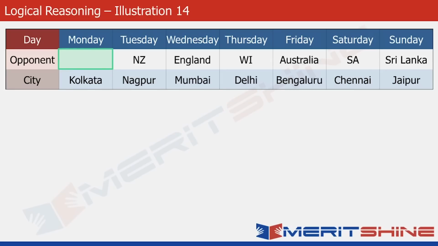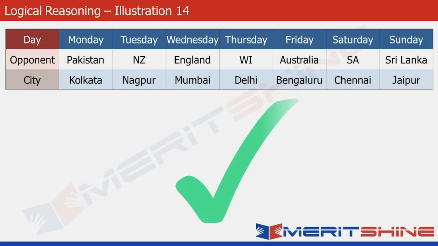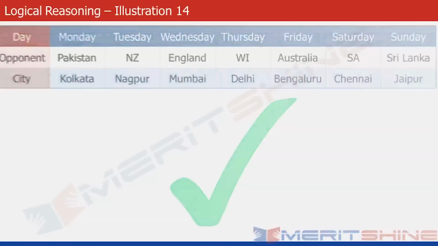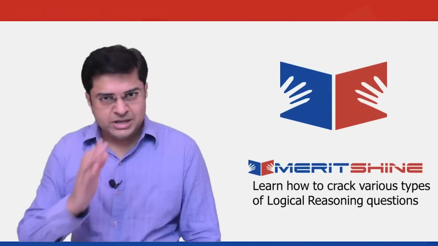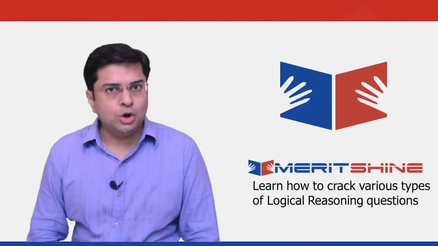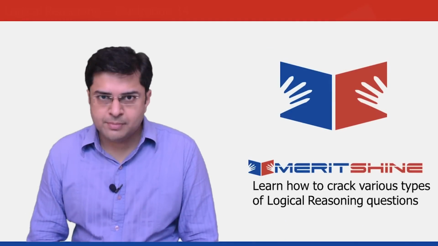This is the last cell of the table. The only country that still does not appear here is Pakistan. So it's obvious now that the Kolkata match that happened on Monday was against Pakistan. So let's put Pakistan here, and with this we have solved the problem. So that's how we tackle these problems. Not at all difficult if you solve them systematically.